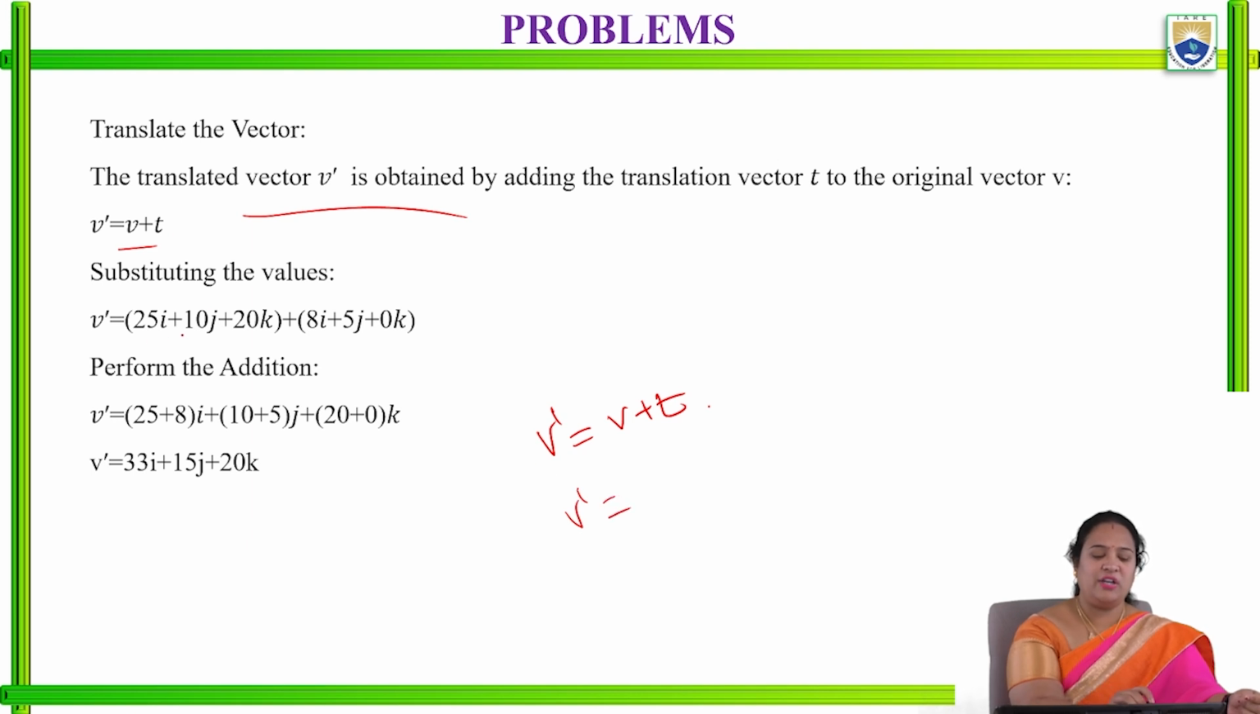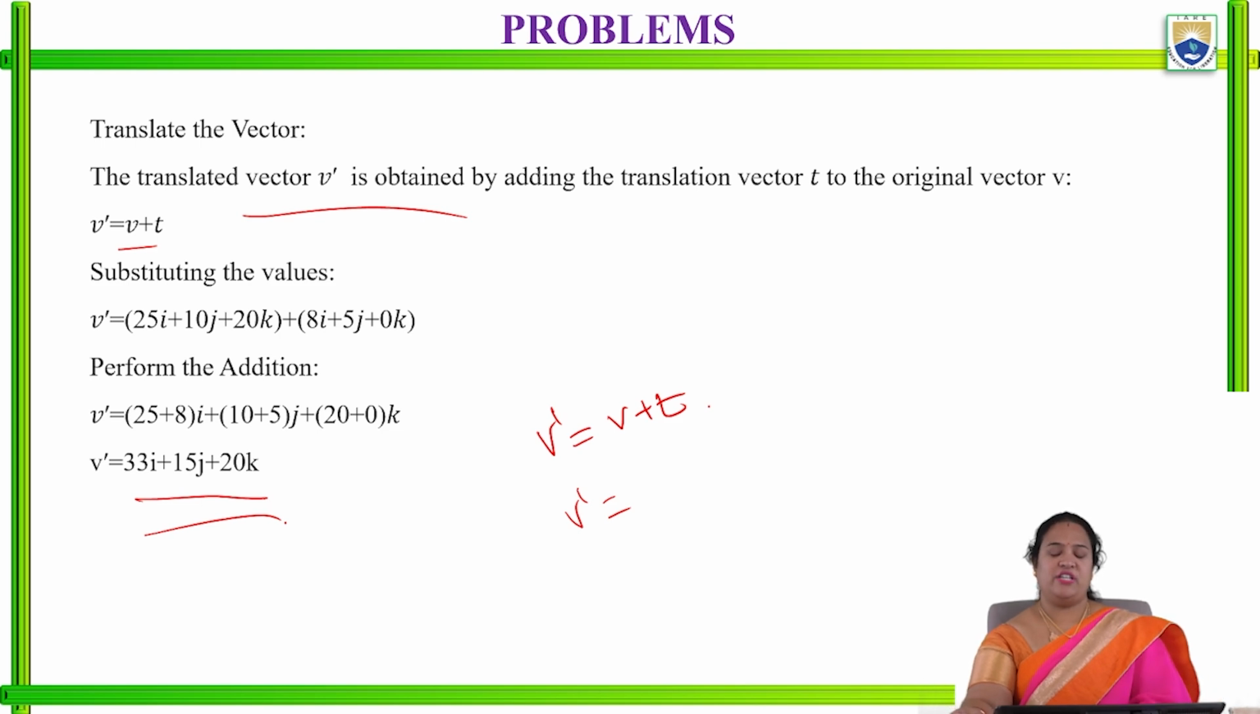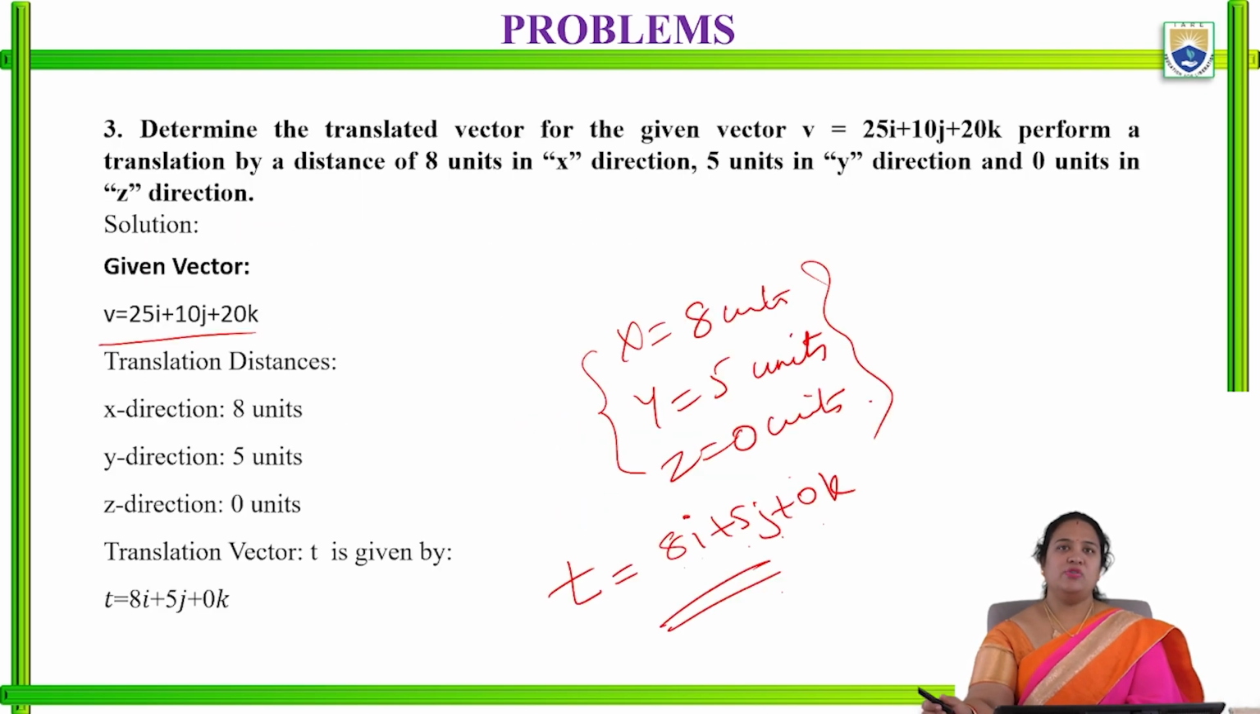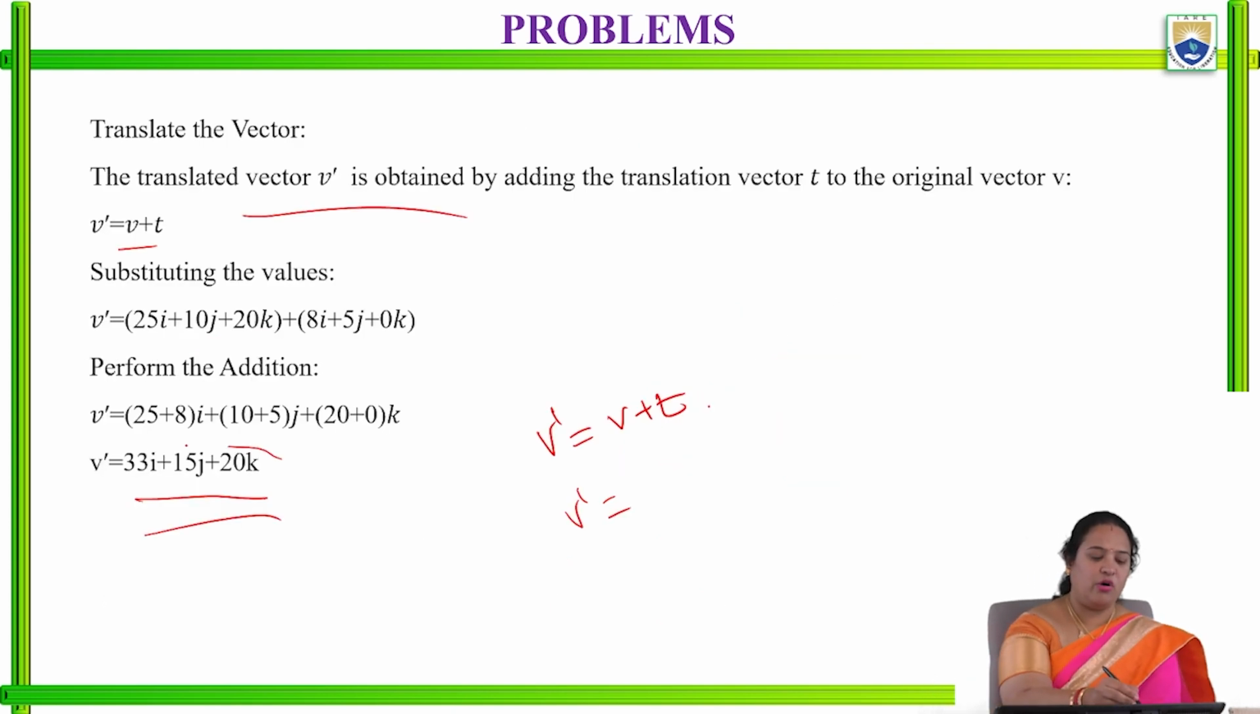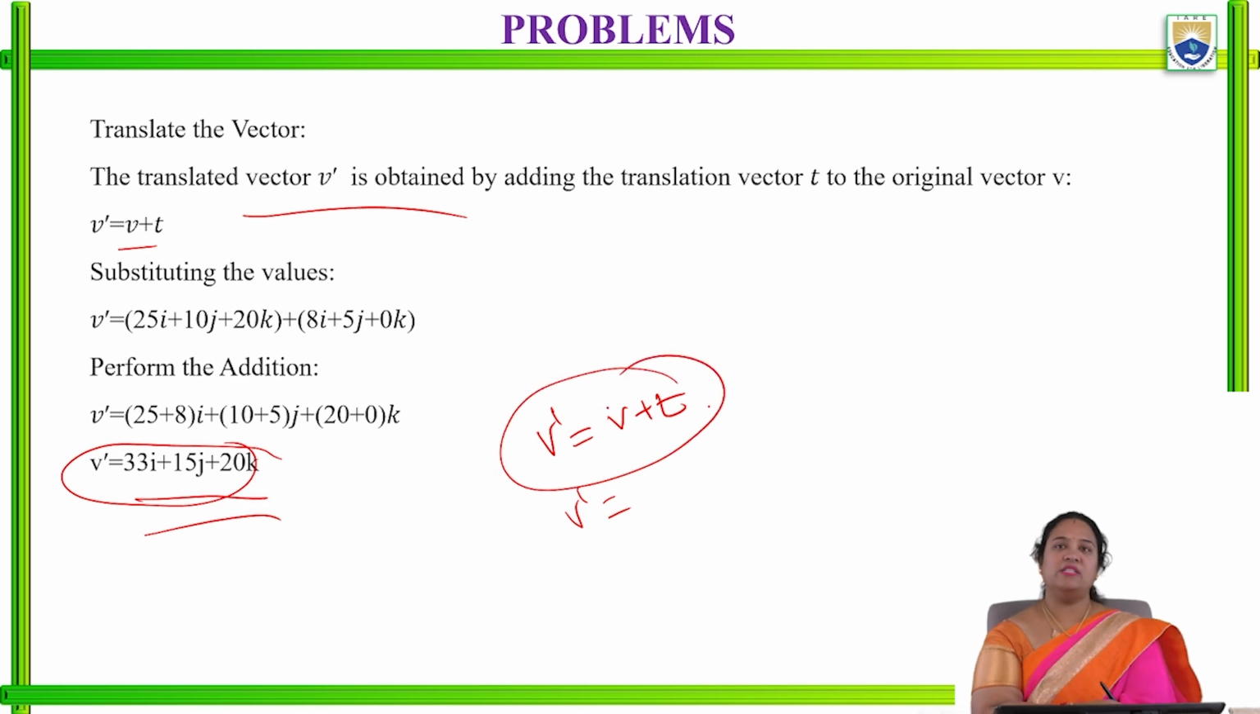What are we getting? 25i plus 10j plus 20k plus 8i plus 5j plus 0k. So overall what we are getting is 33i plus 15j plus 20k. So this is how we determine the translation vector, with the help of this formula, that is V plus T.